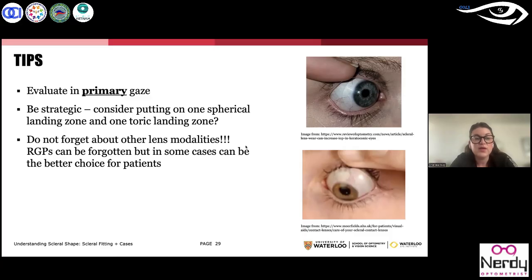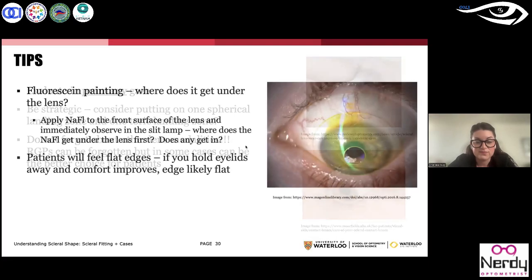And then I do like to put a little plug in for RGP lenses. Don't forget about them. They can be forgotten, but in some cases, they can actually be the better choice for patients and not come with the oxygen considerations and things like midday fogging. So don't forget about RGPs.